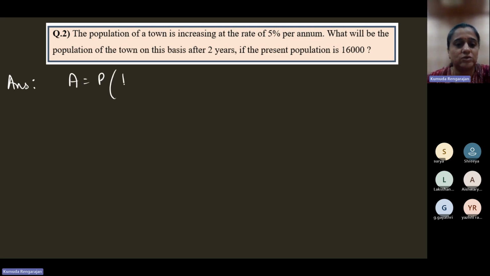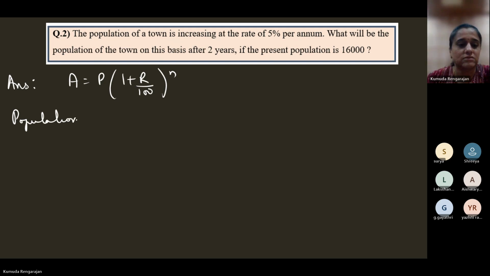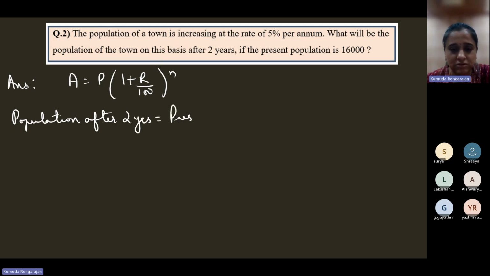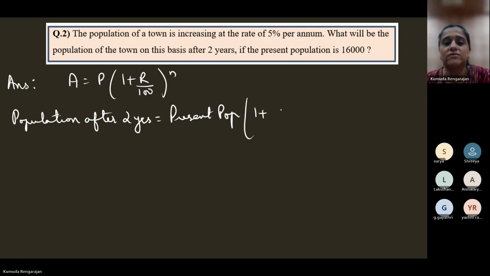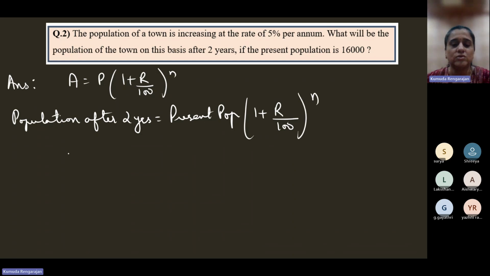Amount is equal to P into 1 plus R by 100 to the power n. So population after 2 years is equal to present population into 1 plus, what's the rate? 5. Let me write the formula first like this. So after 2 years is what we have to find. Present population is 16,000 into 1 plus R is 5 by 100 and time is 2.